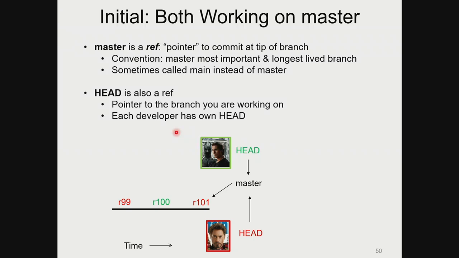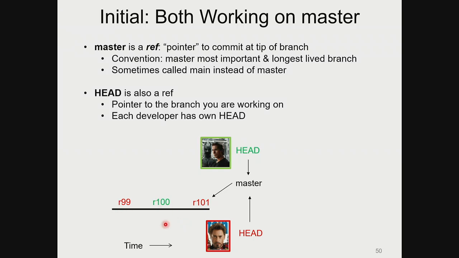But when each developer has their own branch, head will point to a different commit for each team member, okay? So each developer has their own head. So what do we mean by branching? Now let's say this is the status of the master branch, okay? The main branch again. So we did R99, R100, R101.